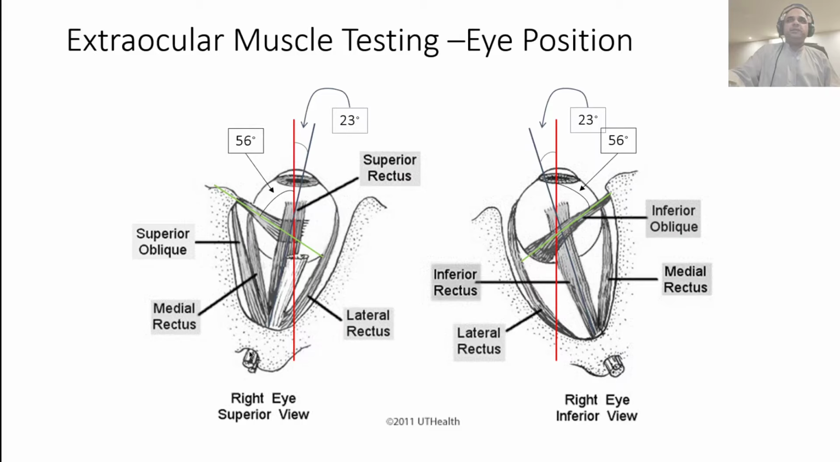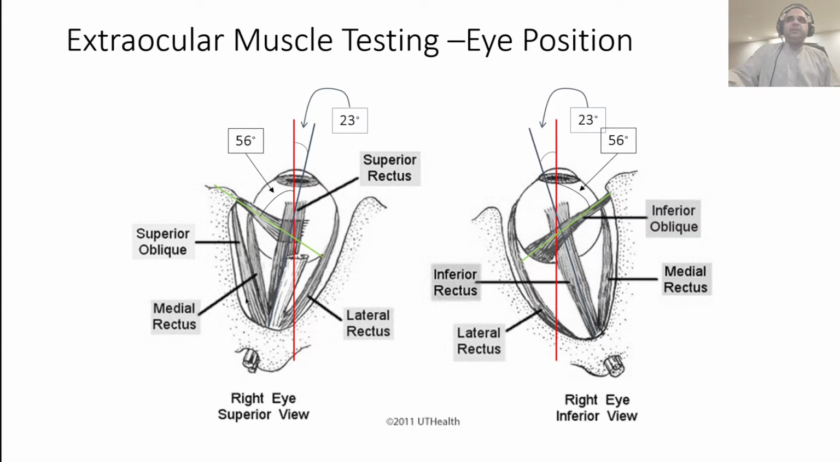They both originate at the annulus of Zinn, and they attach on the eyeball by making an angle of 23 degrees to the axis of the eyeball. So you can see this red line is the axis of the eyeball, and this blue line is the axis of the superior rectus, and it makes an angle of 23 degrees. This is the lateral side of the orbit, and this is the medial side of the orbit. Similarly, the inferior rectus muscle, when it attaches to the eyeball, also makes an angle of 23 degrees with the axis of the eyeball, so you can see here.